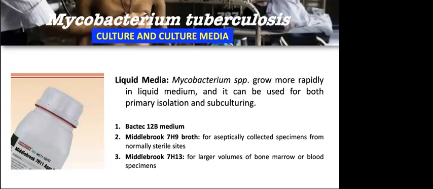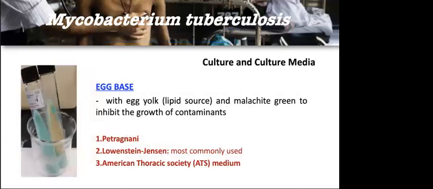And then we have the Middlebrook 7H9 broth for aseptically collected samples, like your CSF, for example, synovial fluids and pleural fluid. Your Middlebrook 7H9 broth may be used for those, not for sputum. Middlebrook 7H13 may be used for larger volumes of blood samples. And then we have the egg-based.